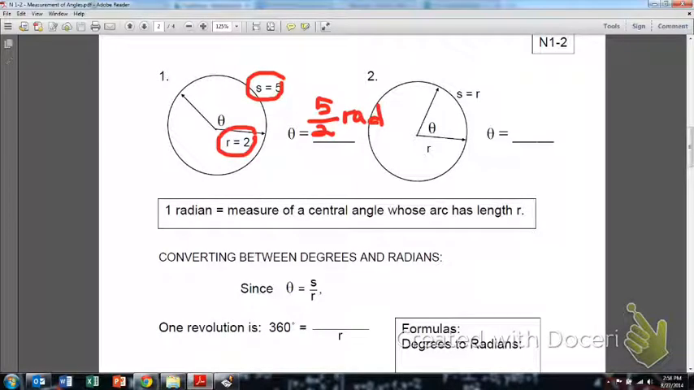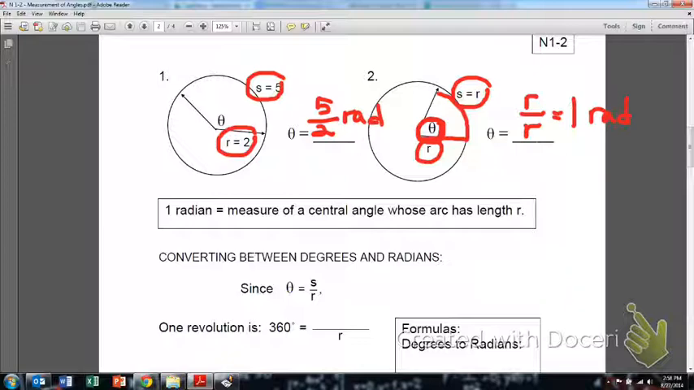Same thing here, we've got the arc length is r and the radius is r. So the angle measurement would be r divided by r, or just 1. R divided by r is just 1, so 1 radian. And this is what we saw in our activity today, that when the arc length is equal to the radius length, the angle is 1 radian. So 1 radian is the measure of a central angle whose arc length has length r.